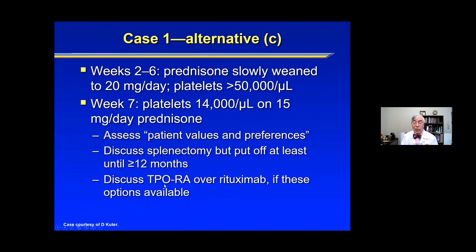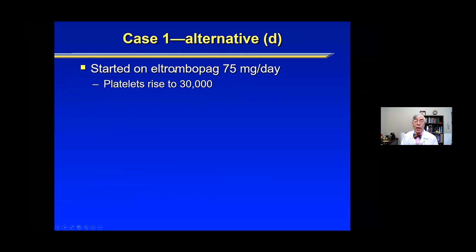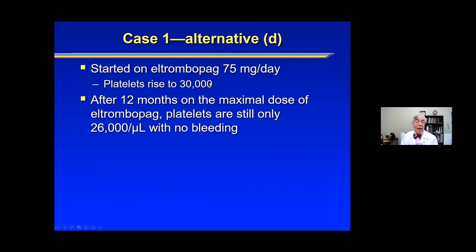And I'll say my preference is a thrombopoietin receptor agonist, which has a higher response rate than rituximab, if these drugs are covered by your insurance policy, which fortunately in the United States, they usually are. So she started on an oral agent, eltrombopag, which many of you may know, at the highest dose, 75 milligrams a day. Her platelet count doesn't rise a lot, but it goes from 3,000 to 30,000. She's feeling fine. And then after 12 months on the maximum dose, her platelet count's still 26,000. And the question comes, what do you do next?